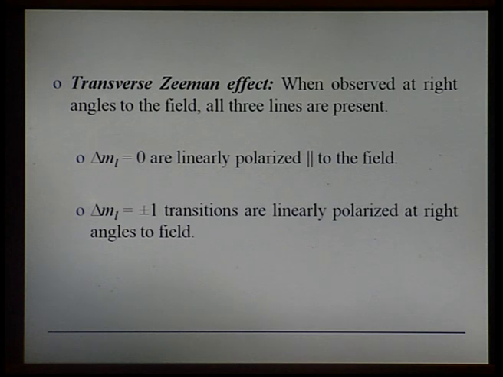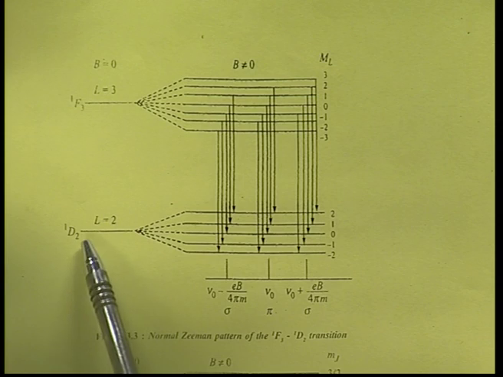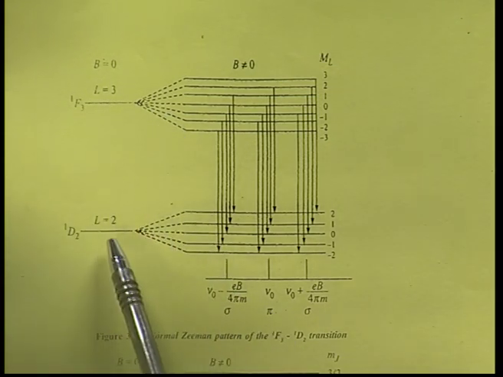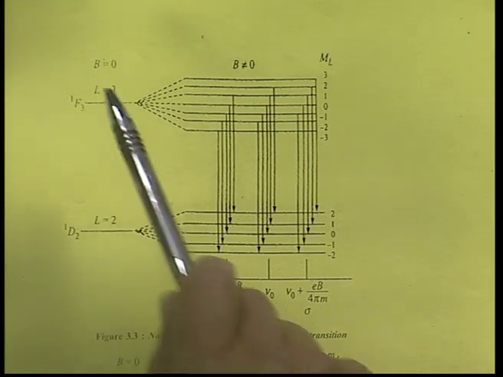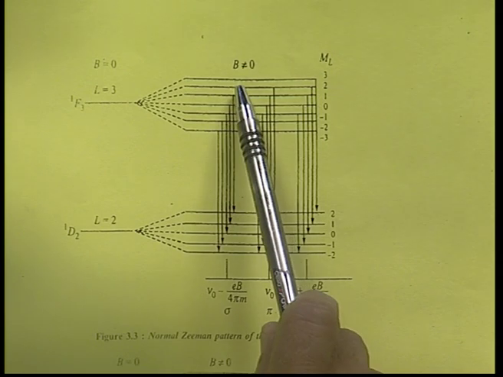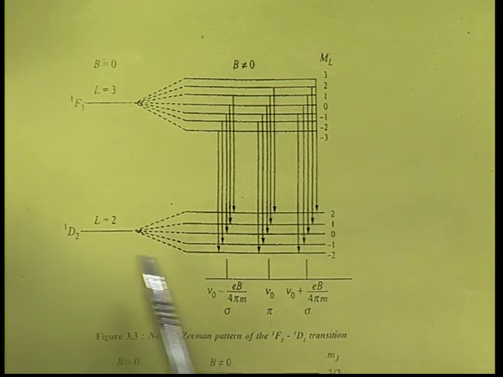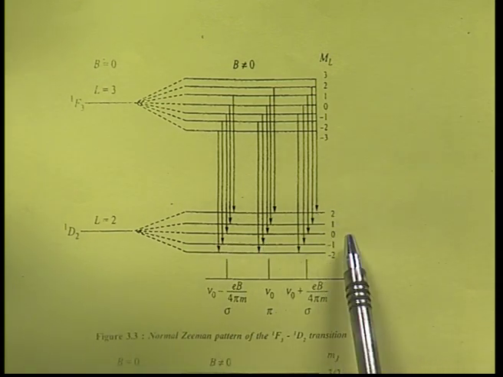Transverse Zeeman effect, where we will have delta ml equal to 0 linearly polarized, delta ml is equal to plus or minus 1, the transitions are linearly polarized at right angles to the field. You are observing this particular slide that gives the two transitions 1D2 and 1F3, where L is equal to 2 and L equal to 3. This part is without the magnetic field. Now, when you apply magnetic field, this particular level is split up into as many as 7. This one is split up into as many as 5.